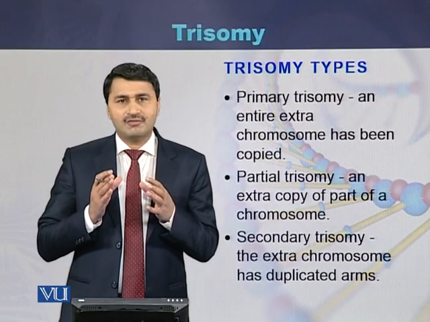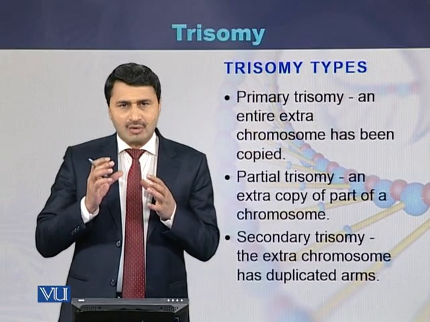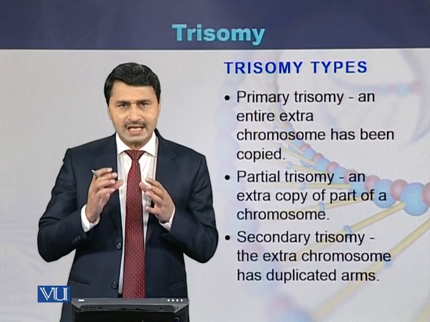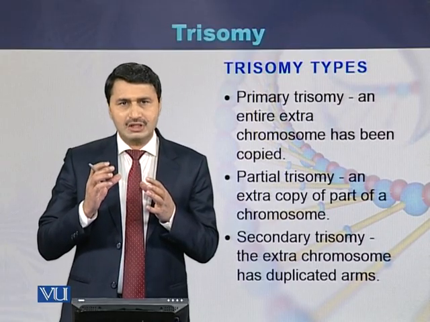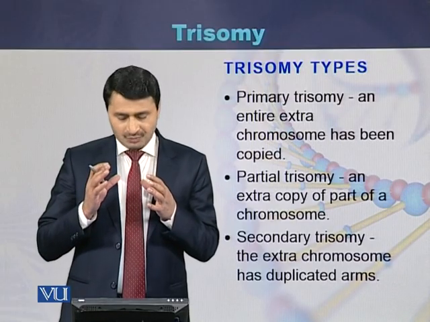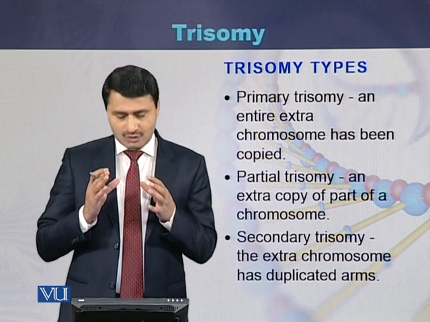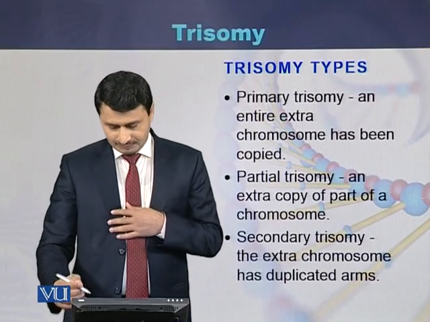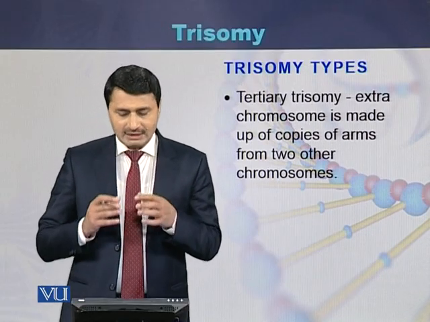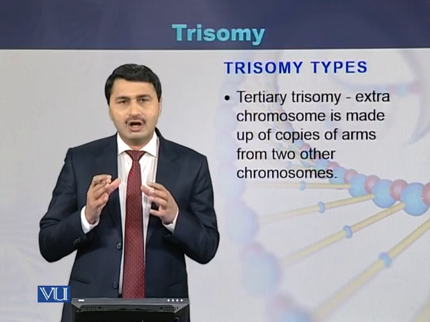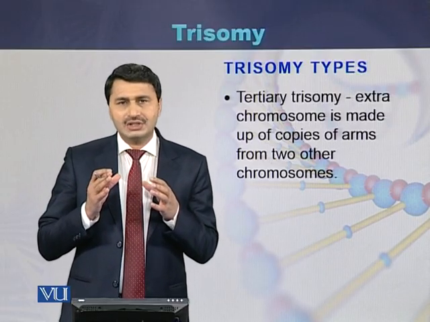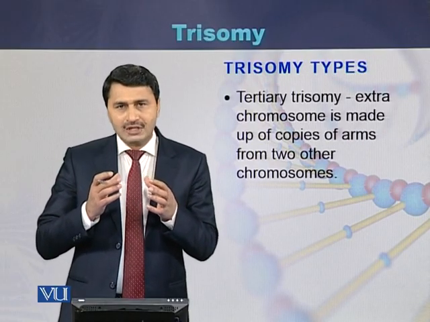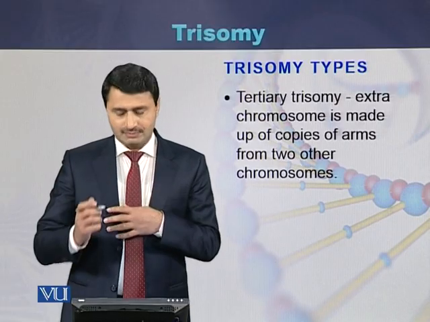While in case of partial trisomy, if a small fragment of the DNA or a small fragment of the chromosome is present, then such a trisomy is called partial trisomy. While in case of secondary trisomy, the extra chromosome has duplicated arms. The fourth type of trisomy is called tertiary trisomy. Tertiary trisomy is the type of trisomy in which the arms are copied from two different chromosomes.